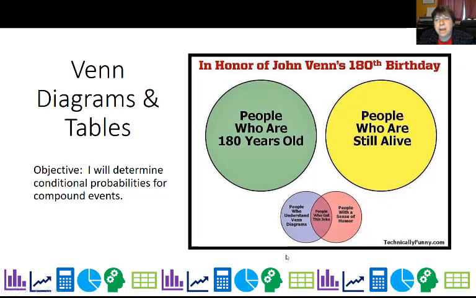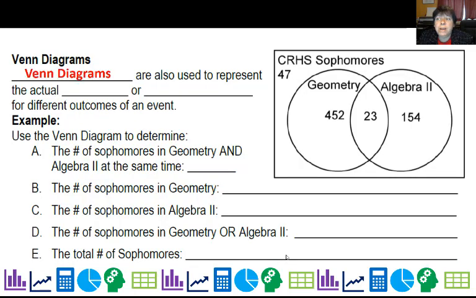Let's talk about Venn diagrams and tables, which are both powerful tools in determining conditional probabilities. Venn diagrams are used to represent the actual counts or percentages for different outcomes of an event. In this case, I have 452 students who are in geometry, plus another 23 that are in geometry and algebra 2. I have 154 that are just in algebra 2 and 47 that are not in either one of those math courses. They're probably in pre-cal or calculus or even AP stats.